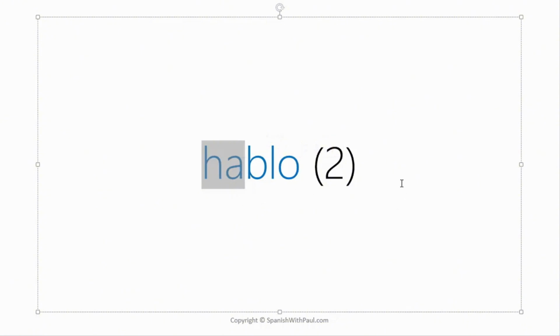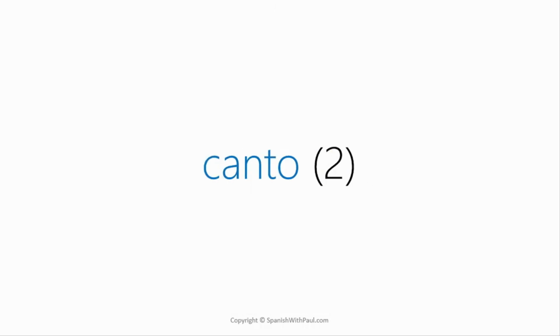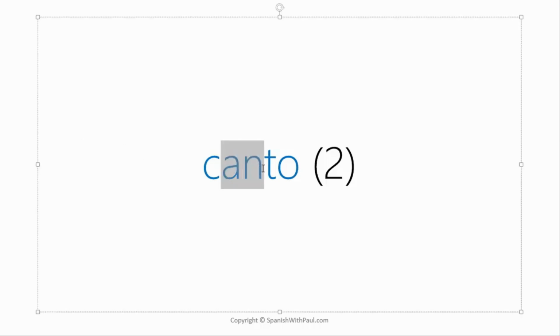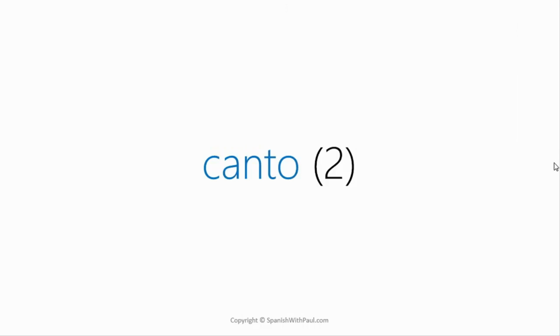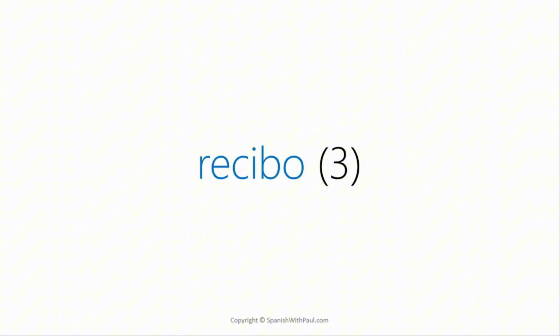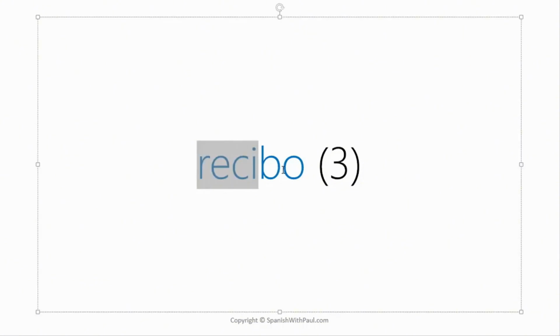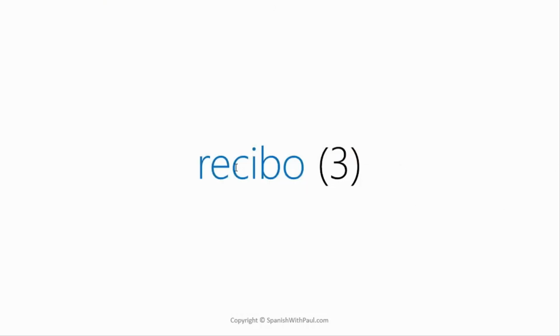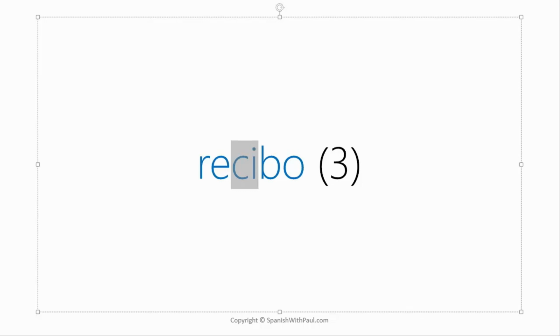If I said hablo with the stress on the end, that would mean something entirely different and would be understood in a different way. The same thing would be with canto, I sing. Here we have again two syllables. If we take, say, recibo, now we have three syllables: re, si, bo. Again, I stress the syllable before last, so it will be recibo. That's where I stress it.